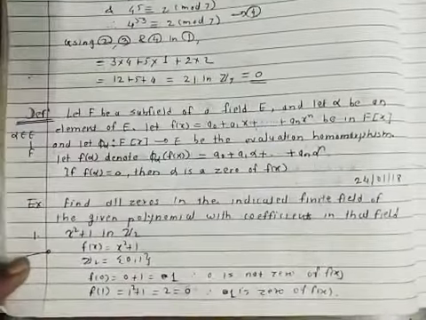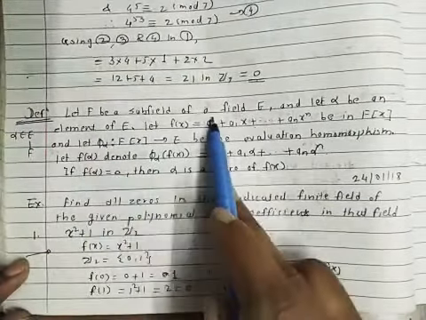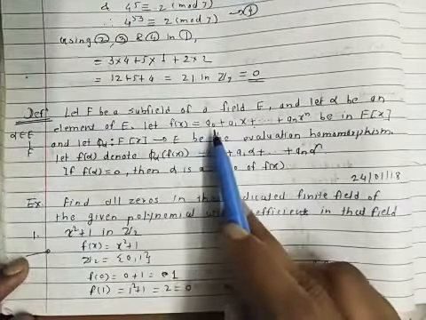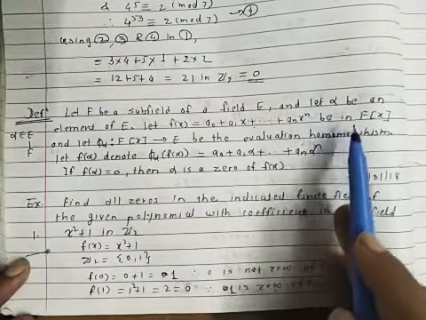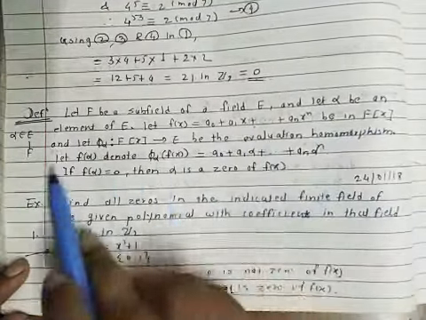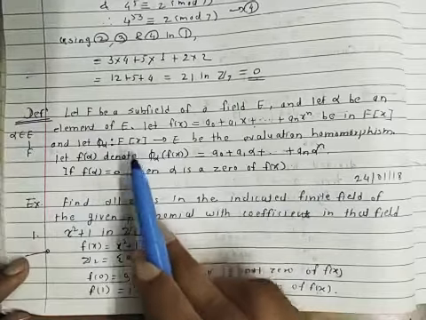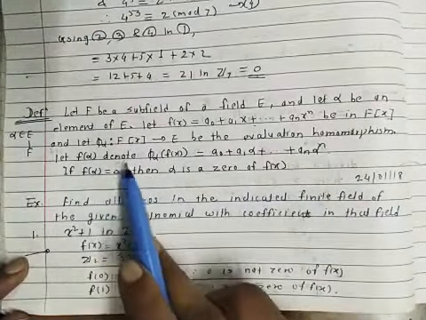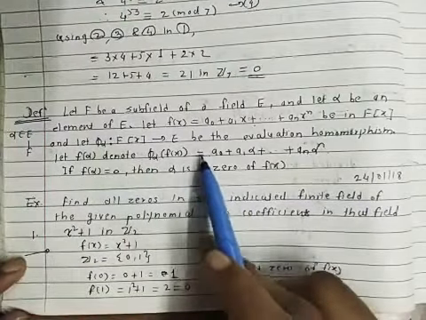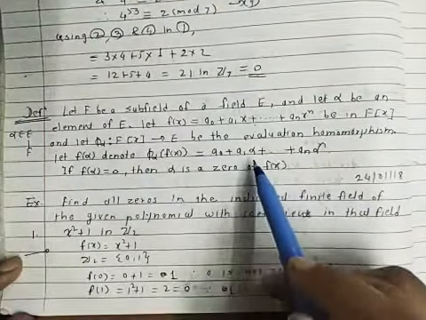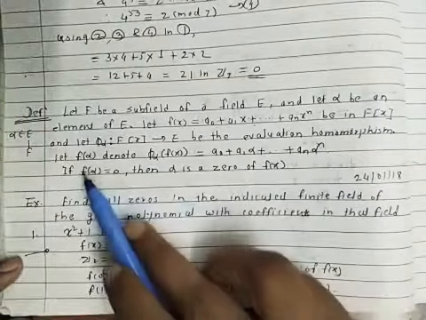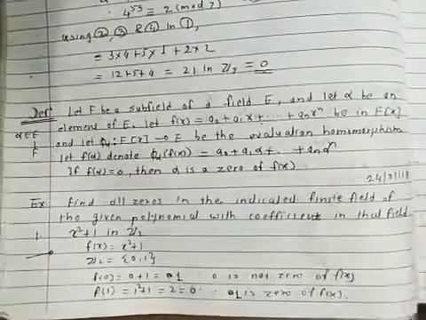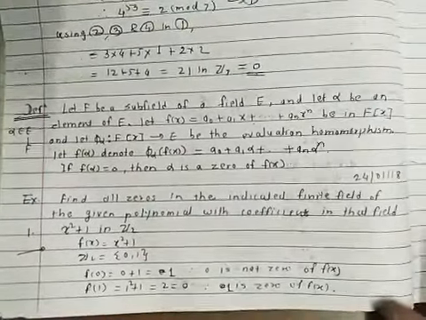The definition is: let F be a subfield of field E, and alpha an element of E. Let f(x) = a0 + a1x + ... + anx^n be in F[x]. This is a polynomial in F[x], and let phi alpha from F[x] to E be an evaluation homomorphism. Let f(alpha) denote phi alpha of f(x), which is a0 + a1 alpha + ... + an alpha^n. If f(alpha) is 0, then alpha is a zero of f(x). So let us see an example of it.